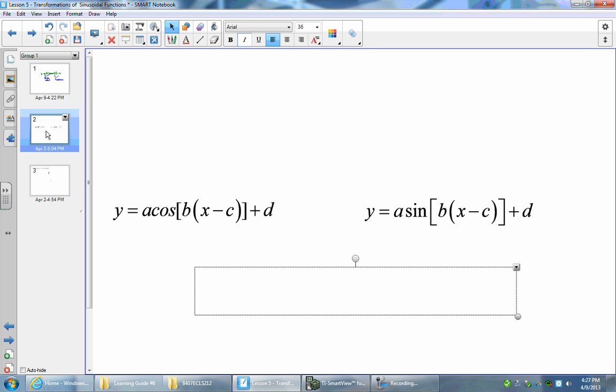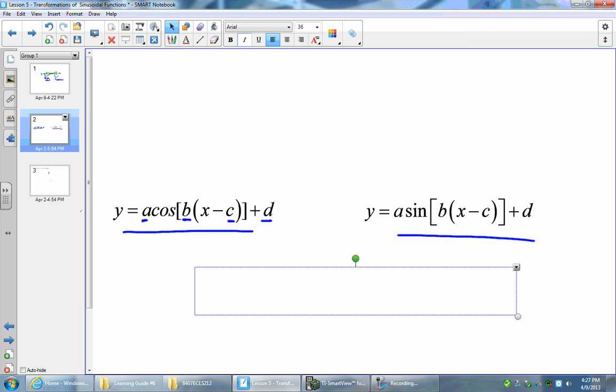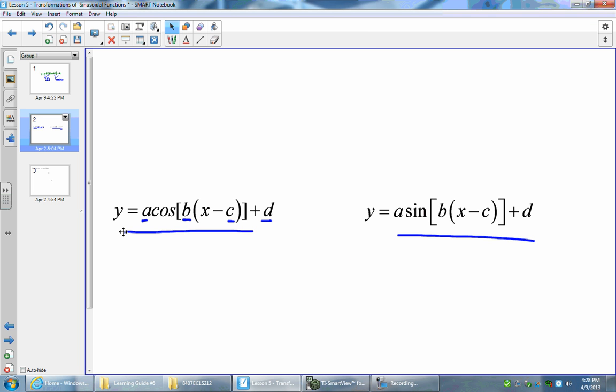So I'm going to go to my next slide here. Here's the general form of sinusoidal functions that are undergoing transformations. Here's your cosine function and here's your sine function. Now I want you to notice that we are still working with A and B here, but it's no longer H and K, it is actually C and D. But even though the variables are a little bit different, they actually do the same thing.